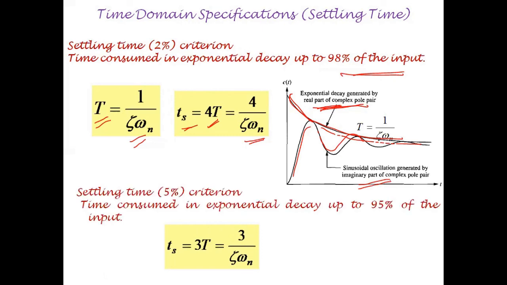And for 5% criteria, the time consumed in exponentially decaying term is up to 95% of the input. And Ts we have derived just now as 3 by zeta omega n. If you substitute for T is equal to 1 by zeta omega n, then Ts will be equal to 3T. So we have obtained the derivation for all the time domain specifications starting from rise time, peak time, maximum peak overshoot, and the settling time.